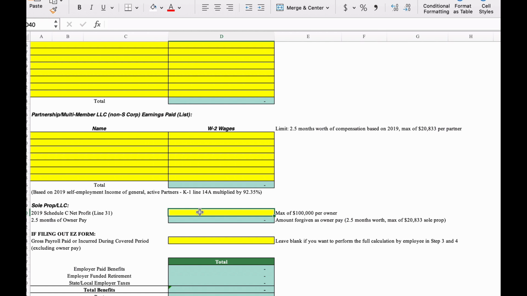So in this case, you're going to put in, let's say you maxed out at 100,000. That's the maximum you could get per owner. So maybe you made more than that. Then that would be the 20,833 would be your 2.5 months worth of owner pay, okay? So that's your maximum that you would be able to take and be forgiven for.